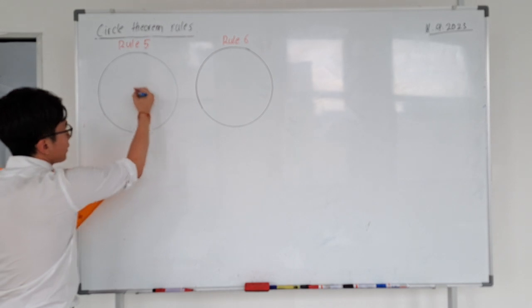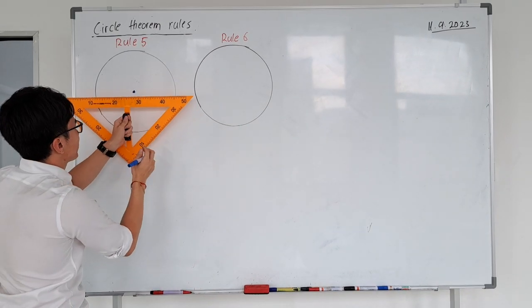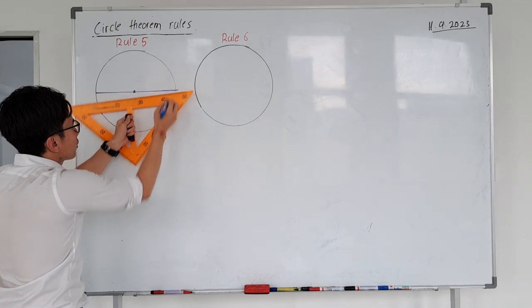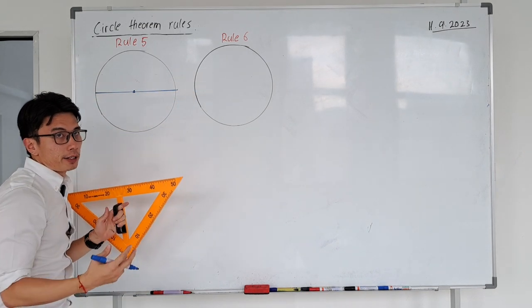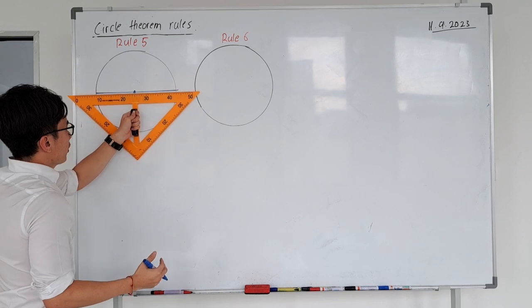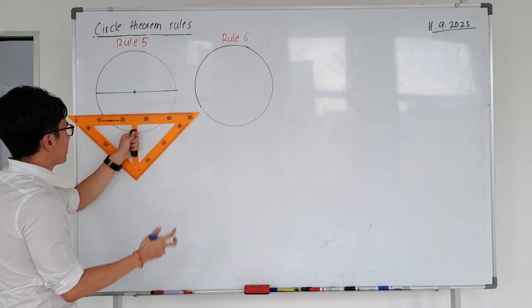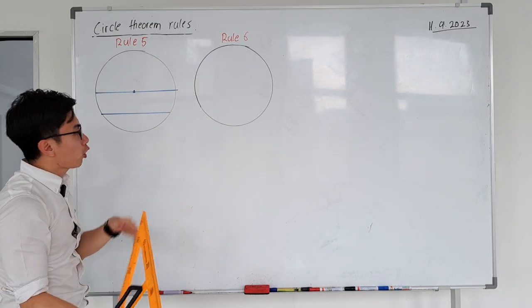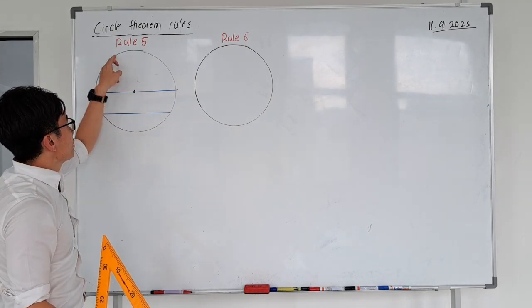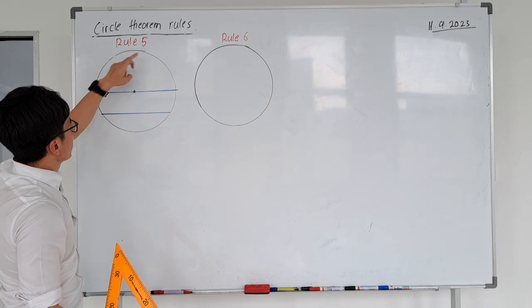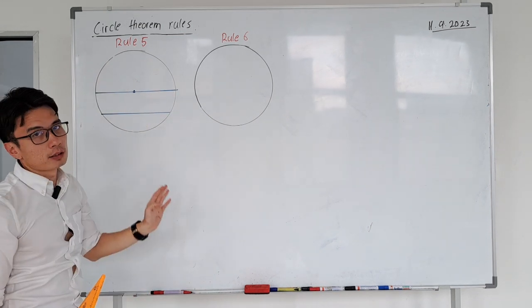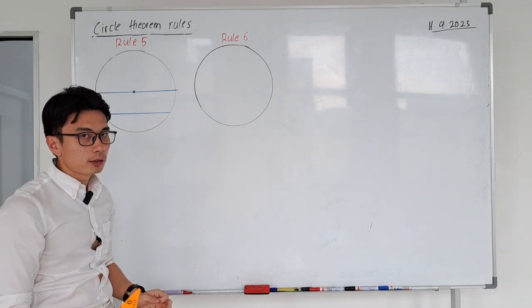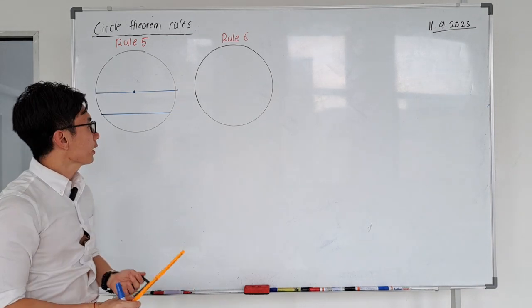So let's just say this is my diameter, my center of a circle. If I were to draw a straight line across the center, that's my diameter. If I draw a line parallel to the diameter, that's my chord. Now remember, a chord does not have to be parallel with the diameter. It can be from here to here or here to here. It does not matter. The rule is it's a straight line and it does not cross the center. That's a chord, all right?